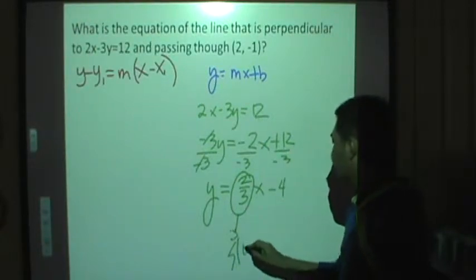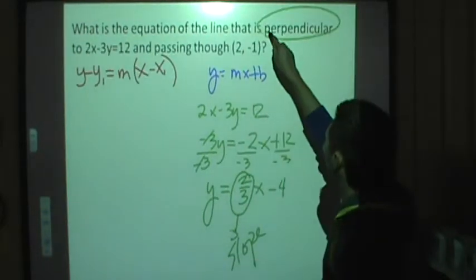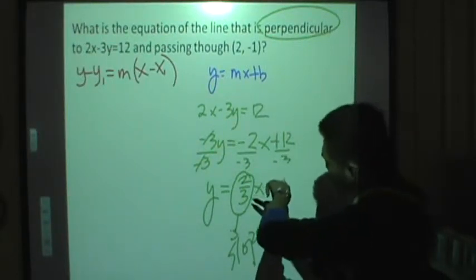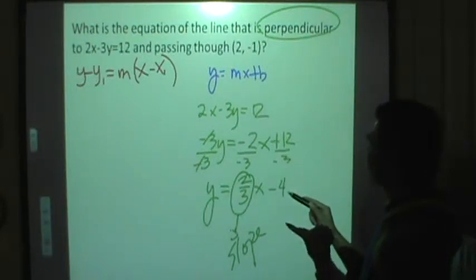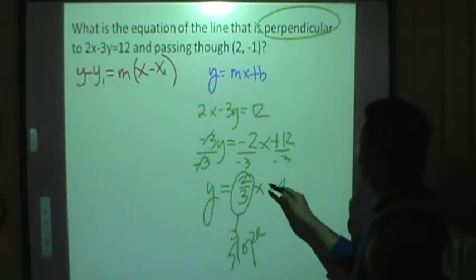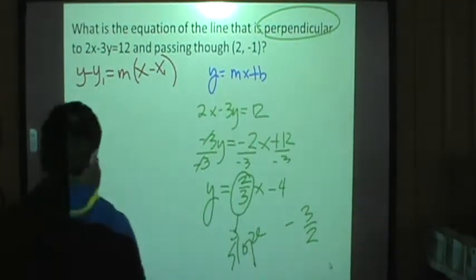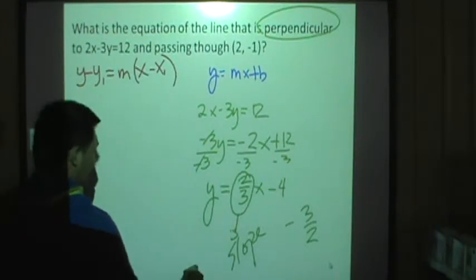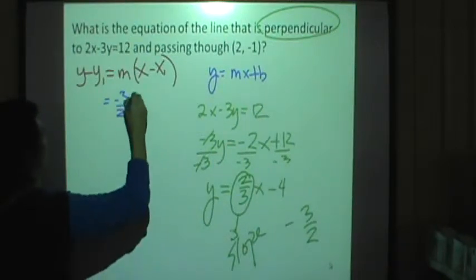That is our slope. Now, because we're talking about the equation of a line that is perpendicular, you have to remember that parallel lines have the same slopes. Perpendicular lines, you flip it and make it negative. So 2 over 3, flip it over and make it negative, becomes negative 3 over 2. So the slope that we're going to use is negative 3 over 2.